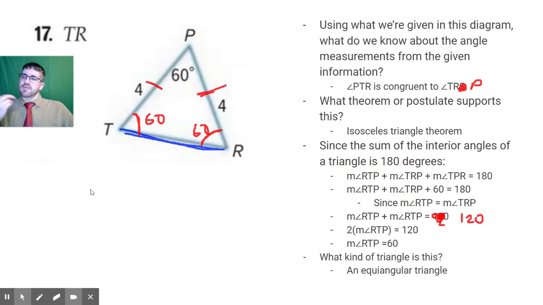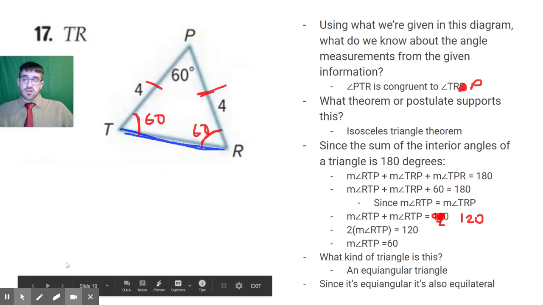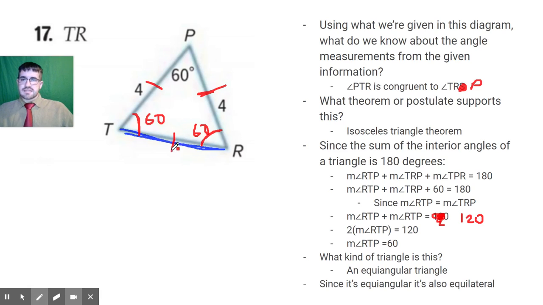And then a little bit later, past the isosceles triangles, what do we know about the measures of the sides of an equiangular triangle? They're all the same. Since it's equiangular, it's also equilateral, which means that segment TR is congruent to segment PR. That's congruent to segment PT. Therefore, the measure of segment TR is 4.